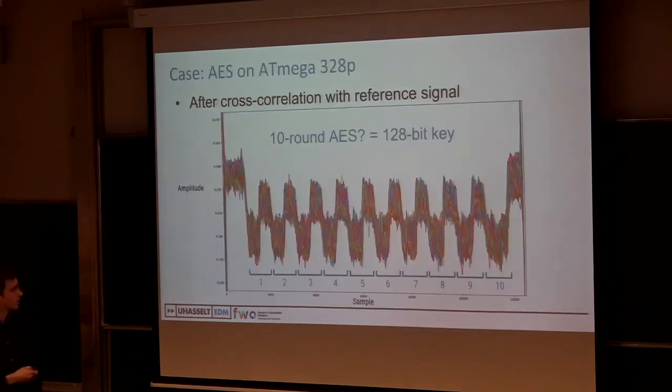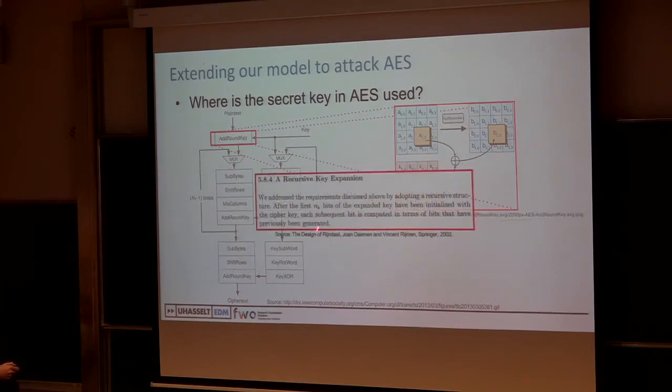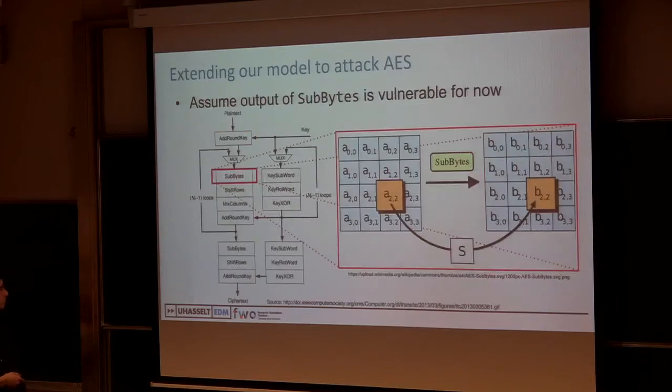Now the next question is, where in this graph is the key effectively used? Because that's what we want to attack, right? We want to know the key of the AES encryption. And for that, we simply look at the specification of AES. So we have add round key here, and what it does is simply take a plain text byte and a key byte and XOR them, and that's the output. Now, what is a round key? Turns out that in the first round, the round key is simply equal to the key of the user itself, so the cipher key. And that's something you can exploit.